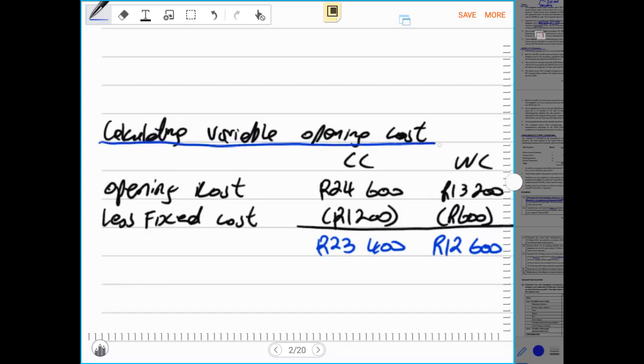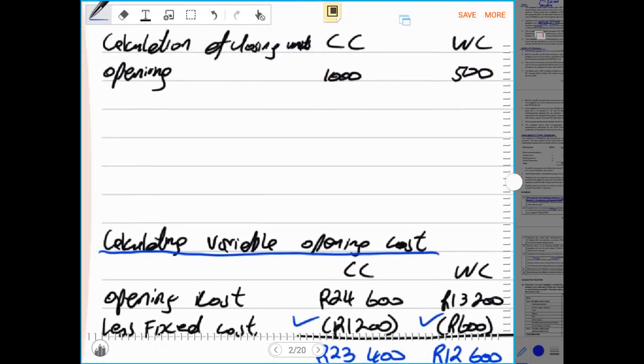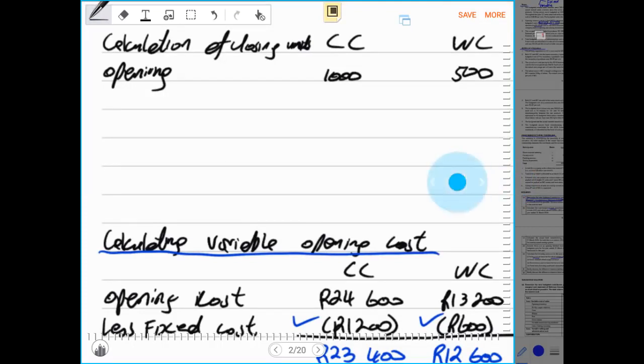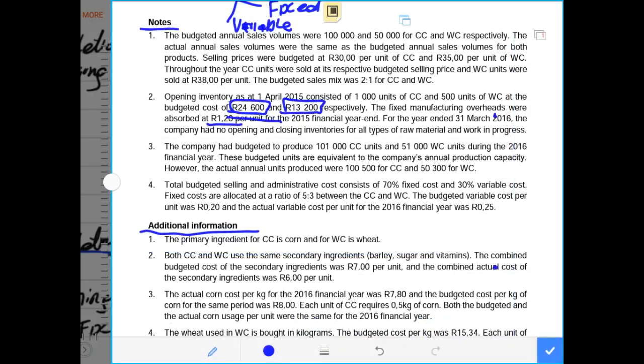So now meaning our opening cost is no longer fixed, it is only the variable portion, because you know that the fixed portion was 600. And in calculating the marginal income statement, we don't take into account the fixed cost. So hence I am eliminating that portion. Then now we proceed on that same note.